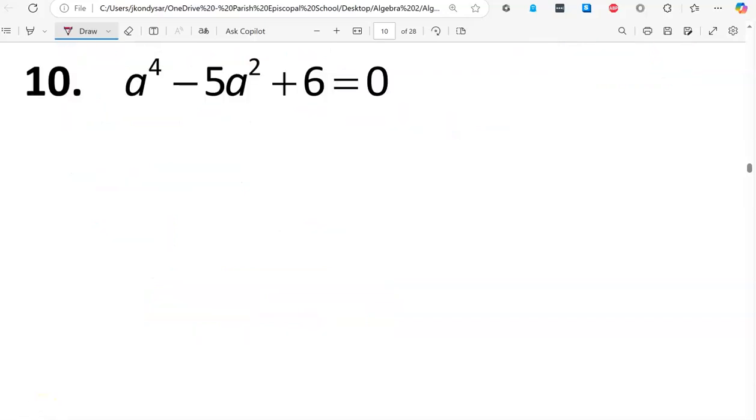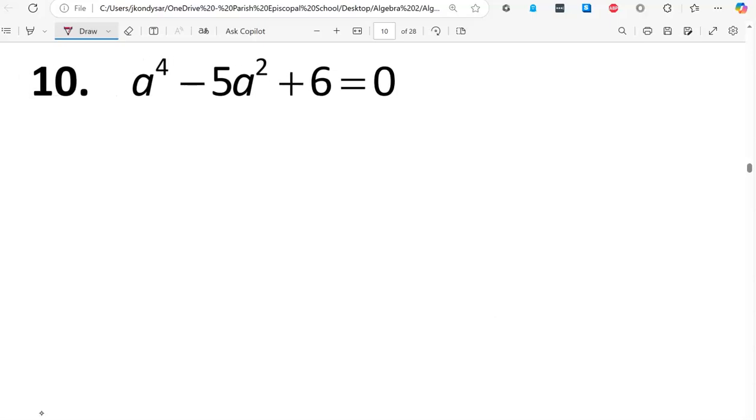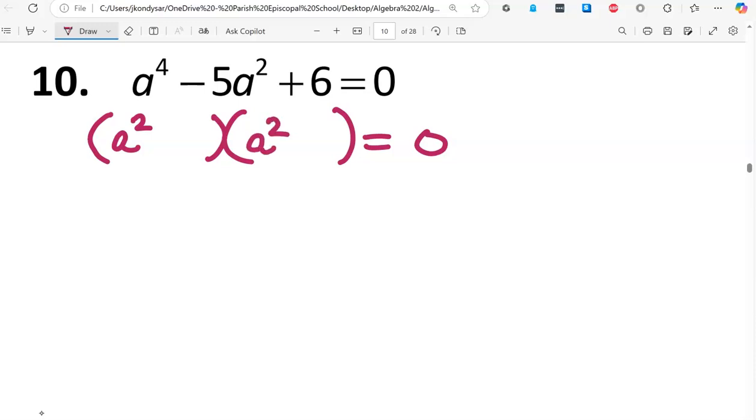In 10, this is a 4th degree polynomial, and so you may decide to do this with a u substitution. You may do it without a u substitution. You can probably factor it as is. If you decide to factor it as is, bear in mind that the two factors must start with a squared, because a squared times a squared is a to the 4th. And the lasts in each of the parentheses must multiply to positive 6 and add to negative 5. So negative 3 and negative 2.